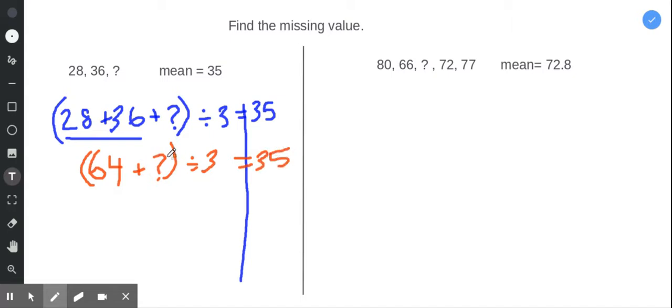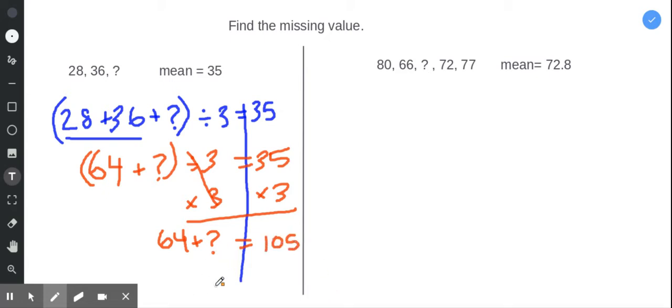Now to start getting the question mark by itself, we have to do the opposite operations. So instead of dividing by 3, I'm going to multiply by 3 on each side. Okay, that's going to cancel out my 3, which is great because then I'm just left with 64 plus I don't know what yet. Right? And I don't need parentheses anymore because that's the only operation I'm doing. Equals 35 times 3, which gives me 105.